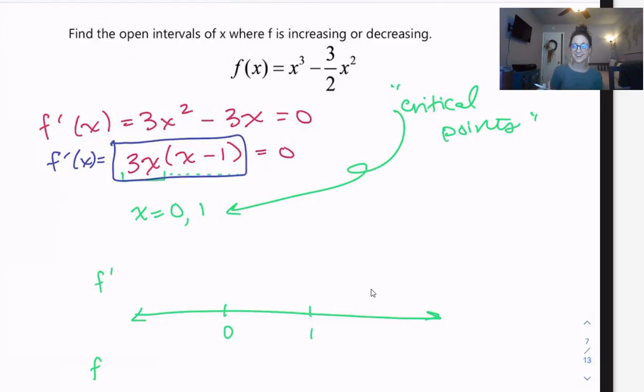If you need a review on how to solve polynomial inequalities, I posted a video. Please go double check that for review on how to solve polynomial inequalities.